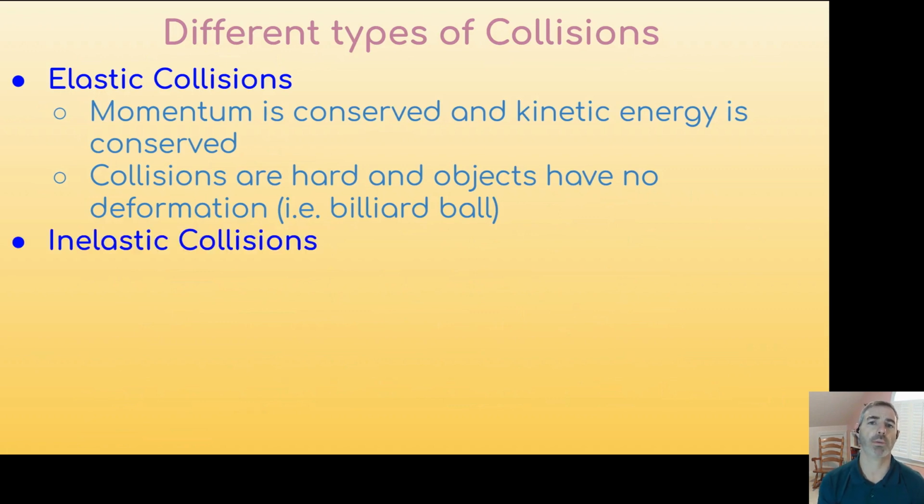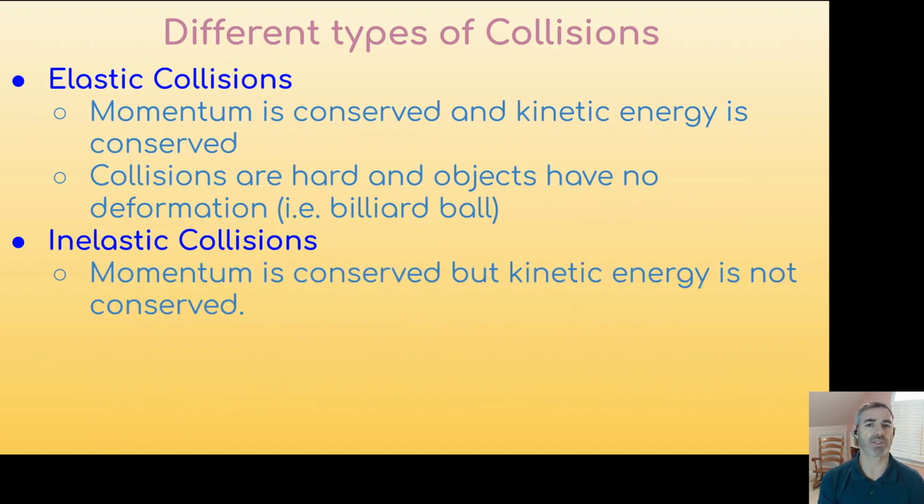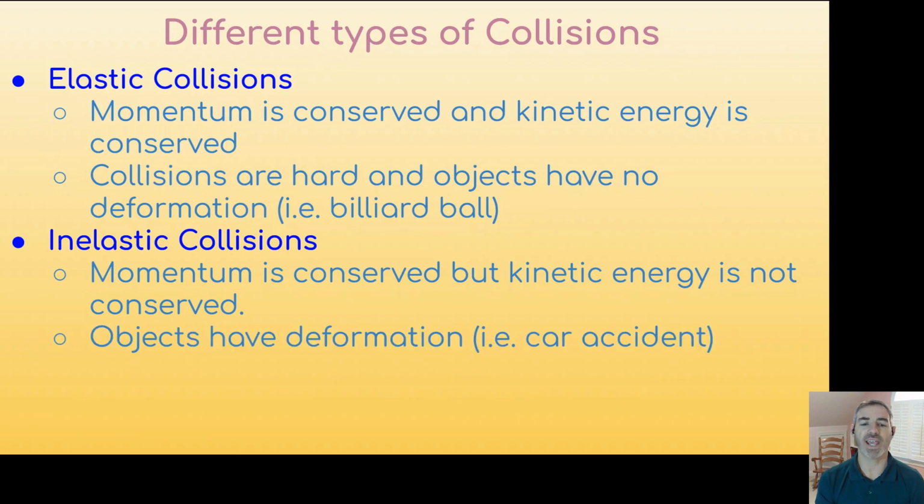The other type of collision, as we mentioned, is an inelastic collision. Here the difference is that momentum is still conserved, because momentum is conserved in all collision types, but it's the kinetic energy that defines the type of collision, and kinetic energy is not conserved in an inelastic collision. In this case, objects have deformation. An example is a car accident. When cars collide in an accident, the car is designed to crumble to dissipate as much energy as it can, to protect the driver. That deformation is what makes it an inelastic collision.